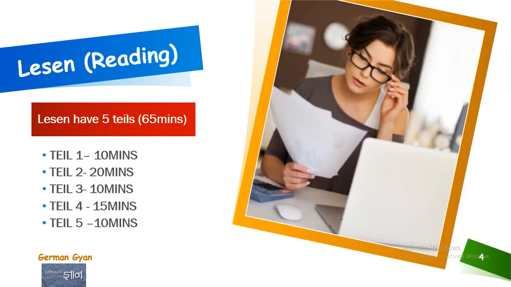So guys, first of all we are talking about Lesen, which is reading. When we are doing the Lesen part, we are having 5 tiles and for that we have a total of 65 minutes. Tile 1 10 minutes, tile 2 20, tile 3 10, tile 4 15 and tile 5 10 minutes. I will be giving you one example of what happens in each of the tiles.